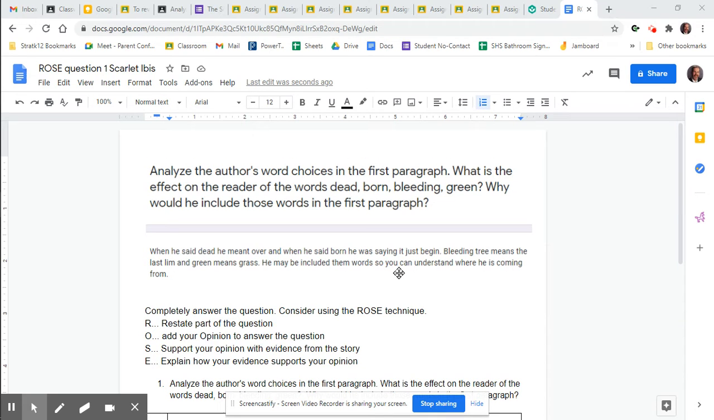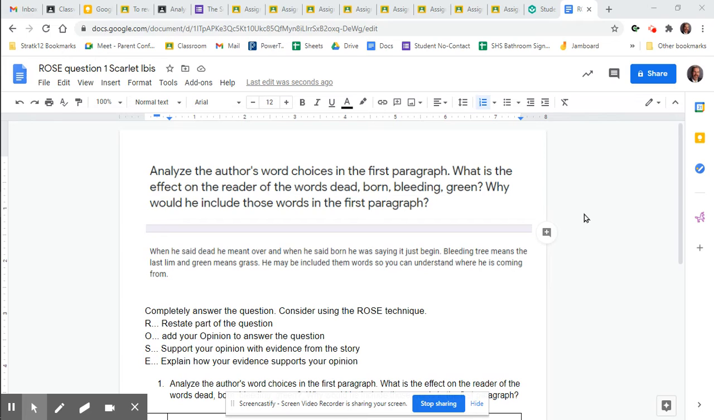Okay, we read The Scarlet Ibis, and I gave you a bunch of questions to answer. The first question was: analyze the author's word choices in the first paragraph. What is the effect on the reader of the words dead, born, bleeding, green? Why would he include these words in the first paragraph? So that was the question.